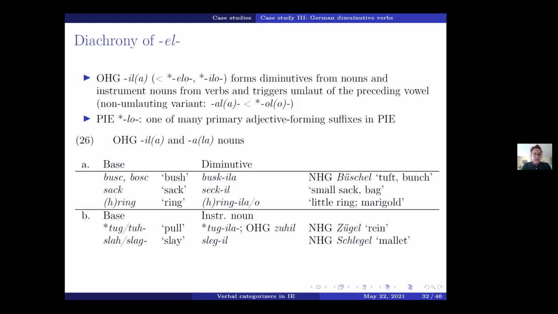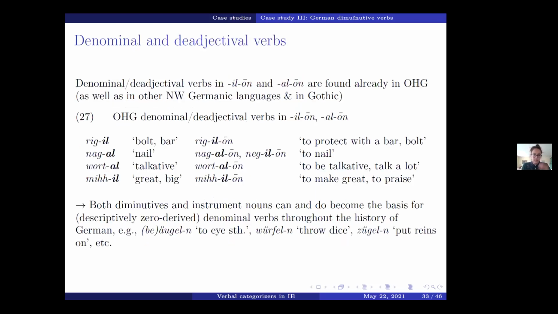And then already in Old High German and many other related Germanic languages, we find denominal and deadjectival verbs from such nouns and adjectives in il and ol. So this is an old derivational process. This stays productive throughout the history of German. So both diminutives and instrument nouns can and do become the basis for these denominal verbs throughout the history.